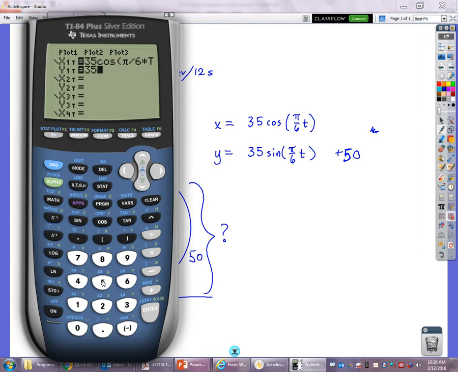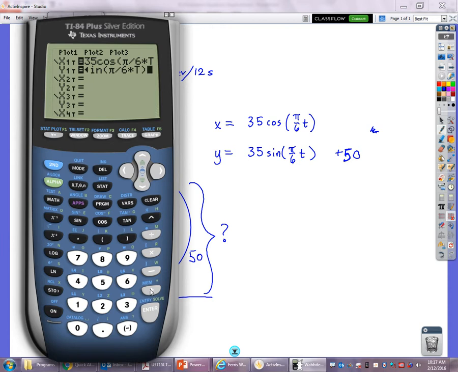By the way, the other way to think about this is, what is the equation of cosine t, sine t for x and y? That's the unit circle. What's the equation of 35 cosine t, 35 sine t? It's a circle centered at the origin of radius 35. What if we move it up 50? Well, now we have a circle up a little bit.